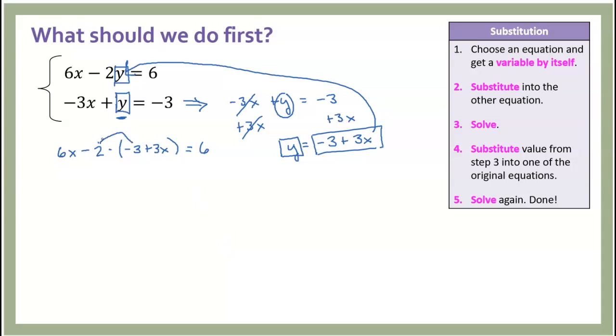We're going to distribute. We get 6x. Negative 2 times negative 3, that's going to be a positive 6. Negative 2 times 3x, that'll be a negative 6x equals 6. But look, when we try to combine like terms, 6x minus 6x, that's 0x, which is 0. So those terms actually just go away. They cancel out and we get 6 equals 6.